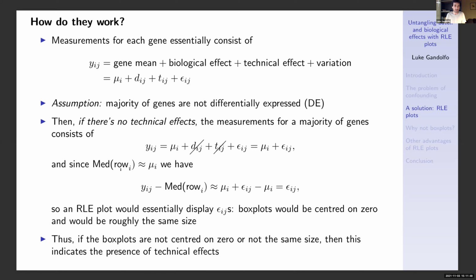Now, since the median across a row is essentially the gene mean, when we subtract that median, what we're essentially going to end up with is epsilon ij. So an RLE plot would, roughly speaking, essentially display epsilon ij's. That is, the box plots would be centered on 0, and they would be roughly the same size. So to flip this argument around, if the box plots are not centered on 0, are not the same size, then this is a strong indication of the presence of technical effects.